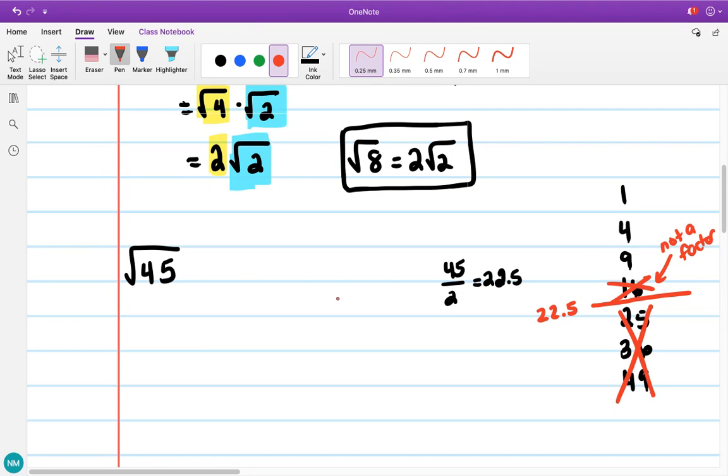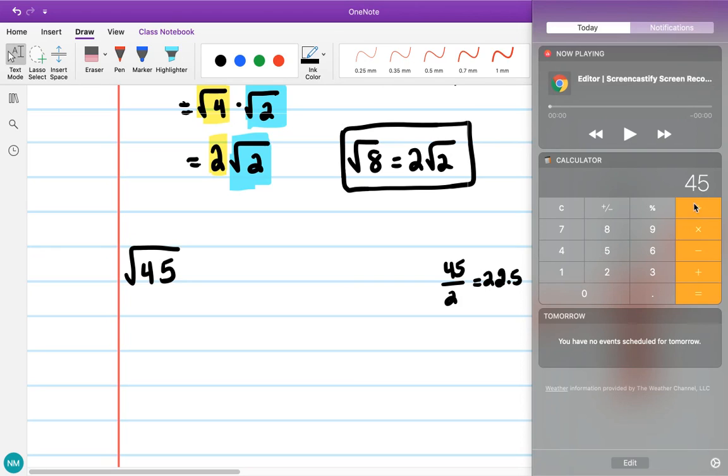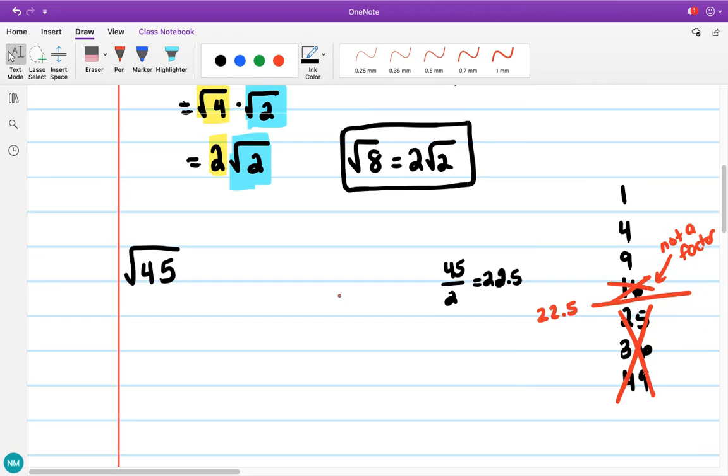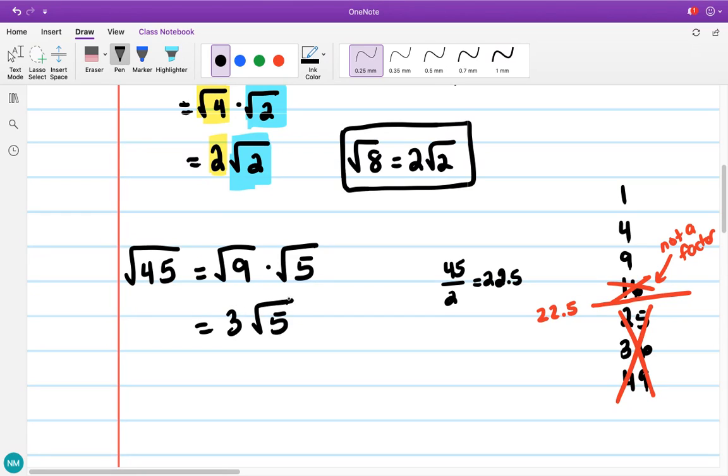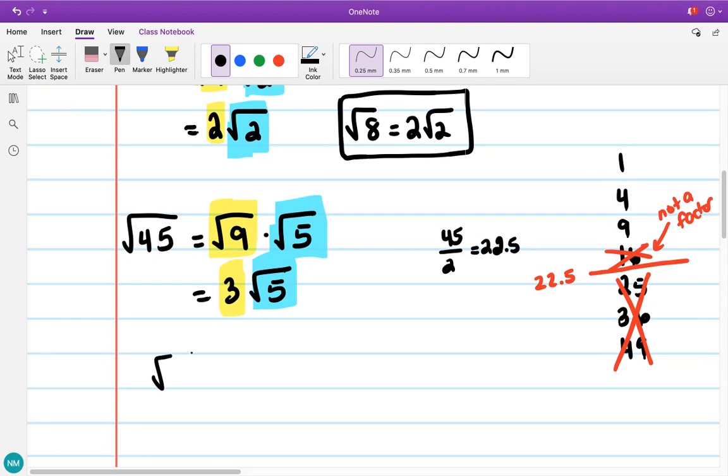Now, is 45 divisible by 9? I just happen to know 45 is divisible by 9, but we can even sit here and say 45 divided by 9 is 5. So from there, I can rewrite this as the square root of 9 times the square root of 5. Square root of 9 is 3, root 5, and there is your answer. Actually, I just want to show you again. Root 5 stays the same, and then the square root of 9 is 3. And so that's my answer. Square root of 45 is equal to 3 root 5.